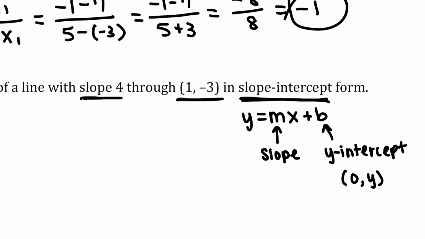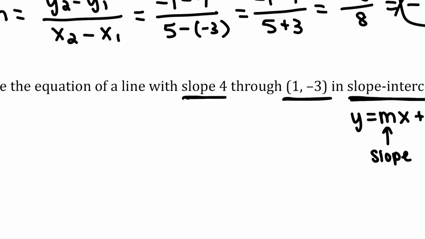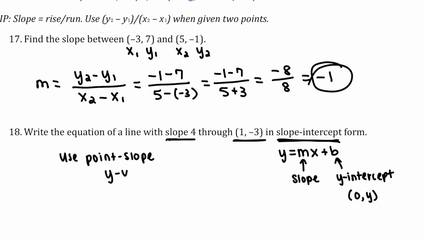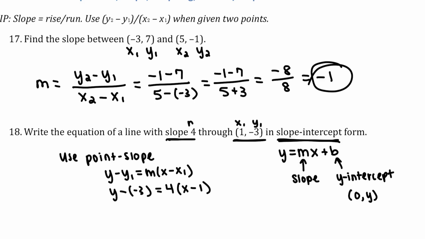So we're going to have to find it the old-fashioned way using the point-slope formula, which is y minus y1 equals m times x minus x1. So y minus our y1, which is -3, equals m, which is 4, times x minus x1, which is 1. That's x1, that's y1, and our slope 4 is m.